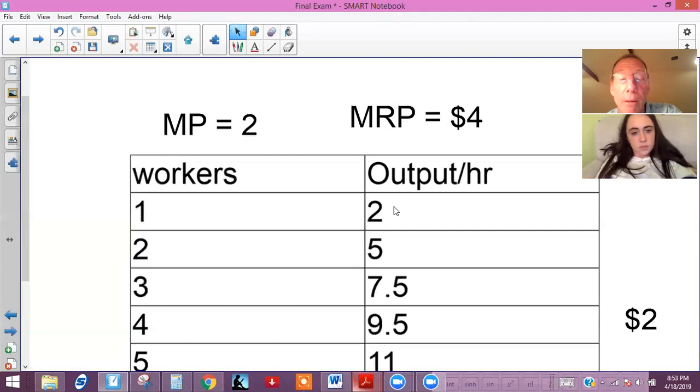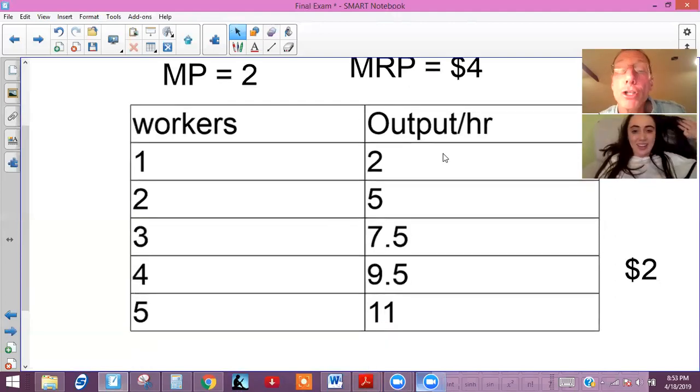Where did the 3 come from? 3 times 2, right? If the price is 2 and the marginal product is 3, then the marginal revenue product is 6. Okay, I thought you were talking about the first worker. They'll always show you totals, and you have to figure out the marginal, the change here, right? This change is 3. This change is 2.5. This change is 2, which is equal to the wage because 2 times 2 is 4, right?